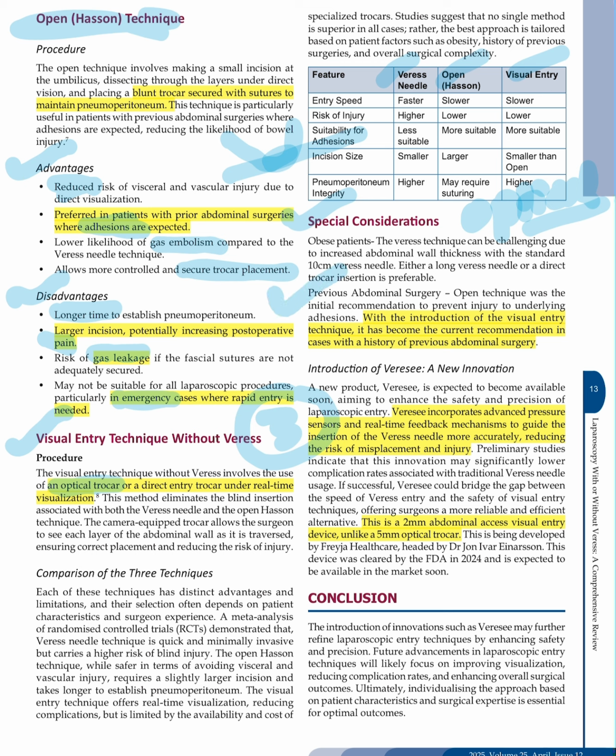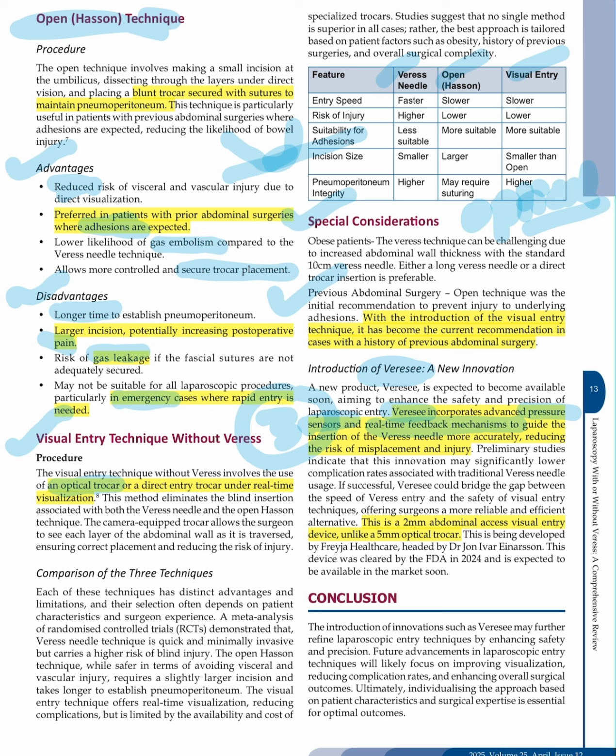One more new introduction is known as VisiVess. What is that? It is like, for example, you have these modernized phones which say what is the temperature in the room, what is the temperature outside and all. In that way, it is an instrument which has pressure sensors in it and there is a real-time feedback mechanism. So once you're inserting it, it will tell you that you have entered the peritoneal cavity. Now you can give insufflation.